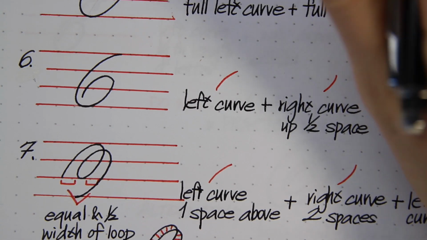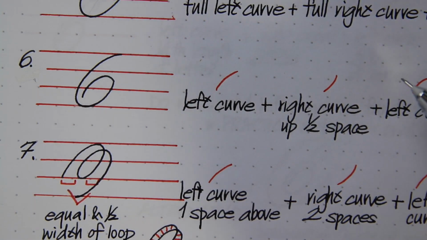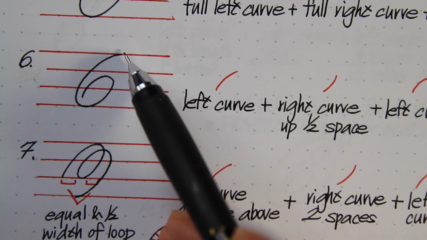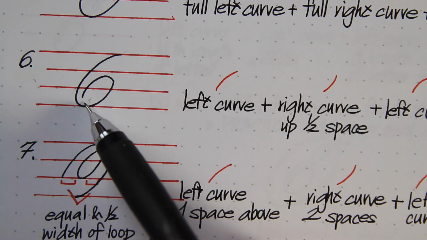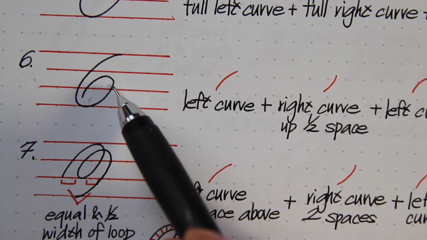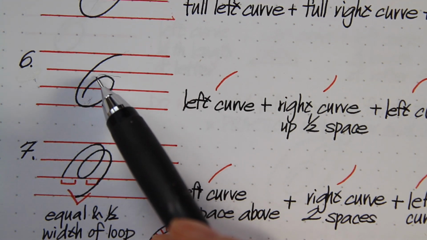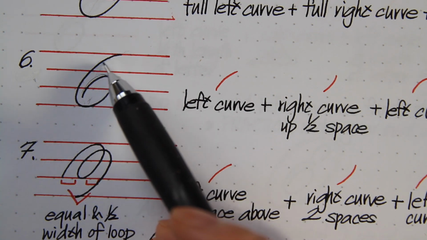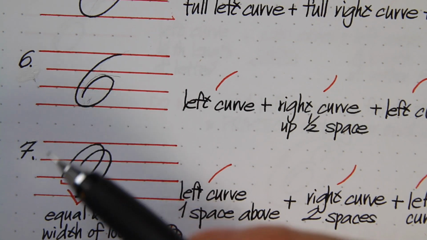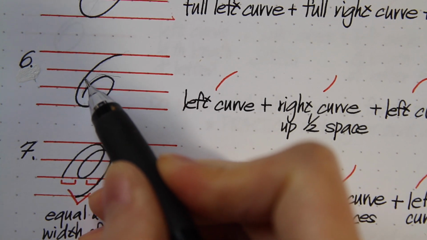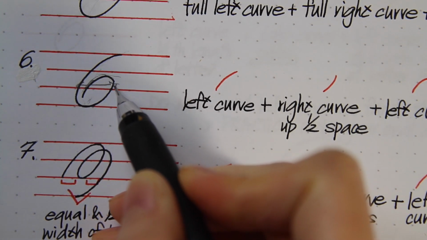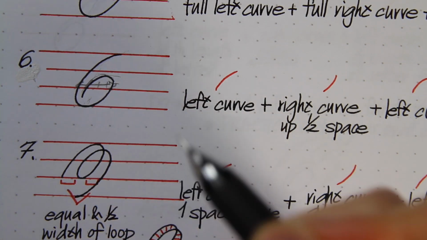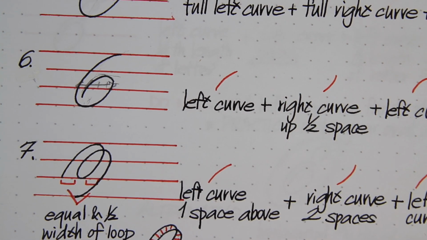The sixth principle is called the contracted capital O. Beginning at the top, a left curve extends to the baseline, joined by a right curve up half a space, ending with a left curve that is parallel to your beginning left curve. The distance between the first left curve and the second left curve, compared to the whole width of the letter, should be approximately 1/4 of the width.